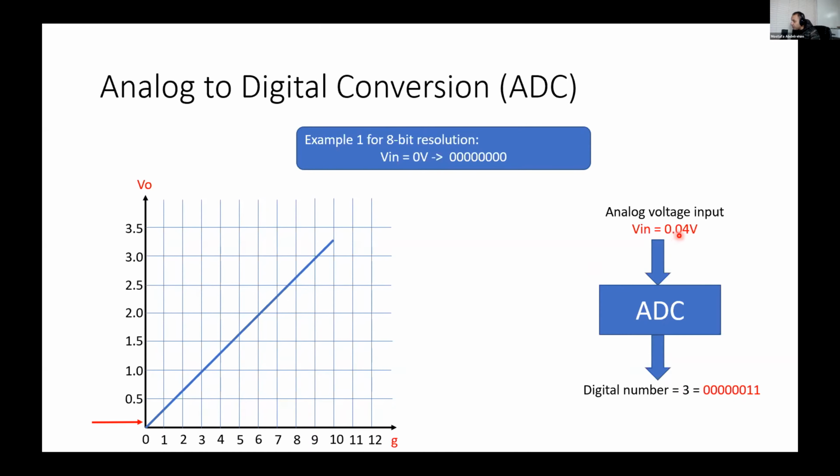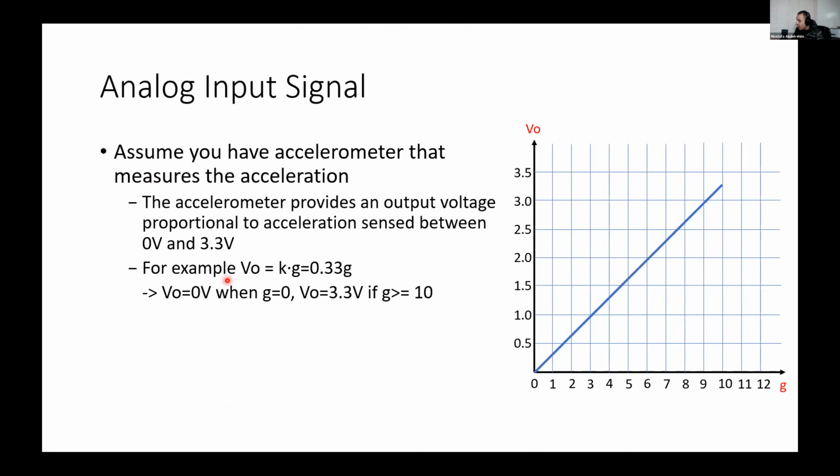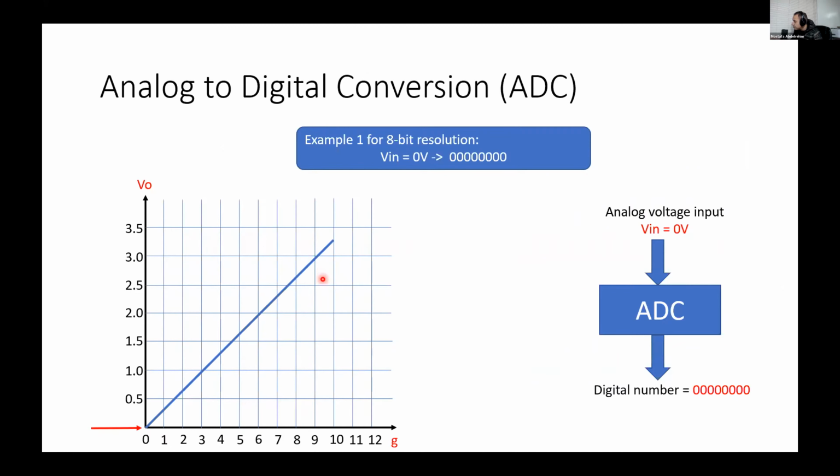If the input is 0.04, and remember 0.04 means G equal to 0.04 over 3.3. If we go back to this relation here, any voltage that you see, if you want to know the corresponding G, just divide by 0.33. So for the output of the analog input 0.04, that means that G was 0.04 over 0.33. So this will be converted to a digital number, which is 3, if we have 8-bit resolution.